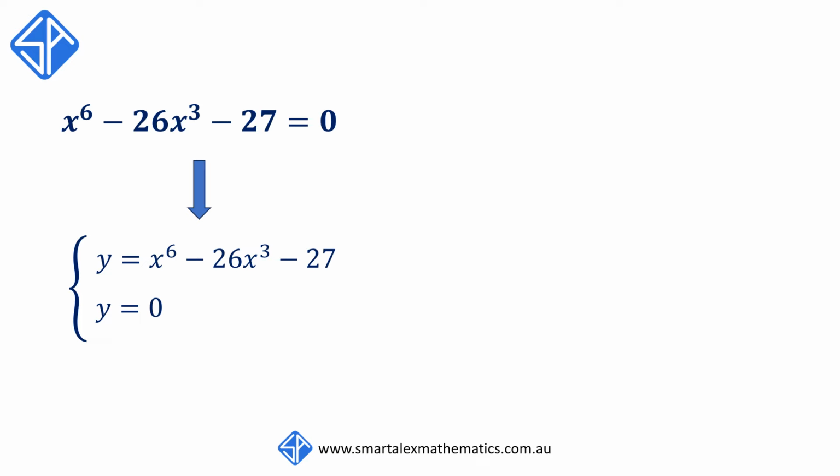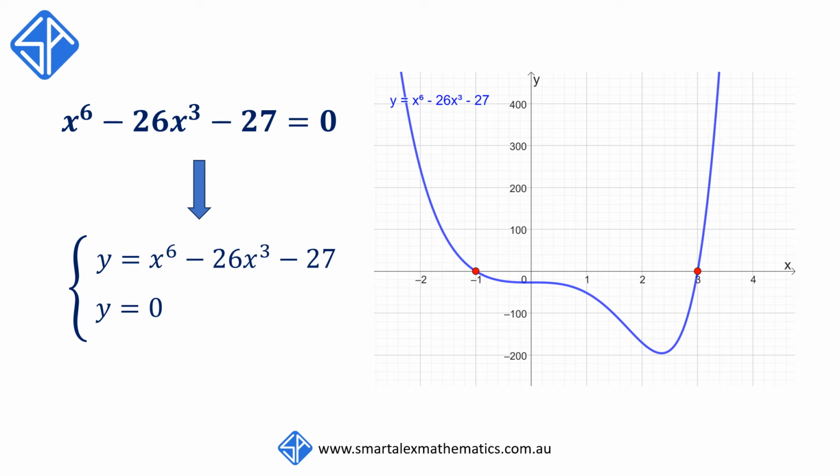The solutions to our simultaneous equations correspond to the points of intersection of the two graphs. So if we look at the graphs of both of these, we see that the graph y is equal to x to the 6 minus 26x cubed minus 27 intersects the x-axis, y is equal to 0, at 2 points. First is at x is equal to negative 1 and another point is x is equal to 3. And both of these values correspond to the solutions we found on the previous slide.